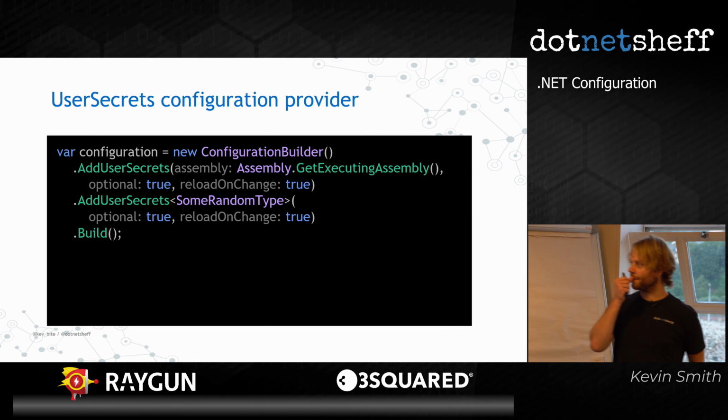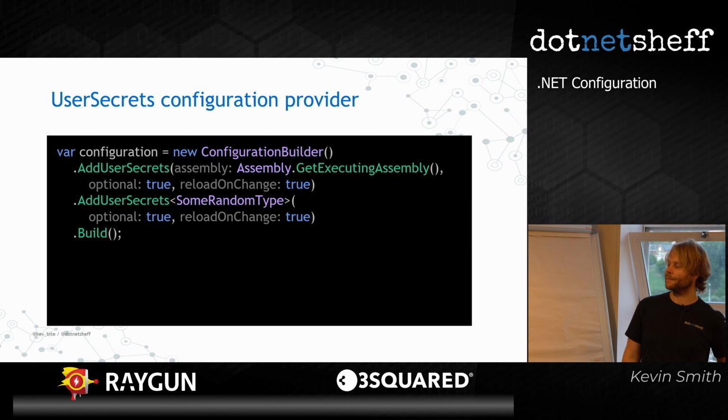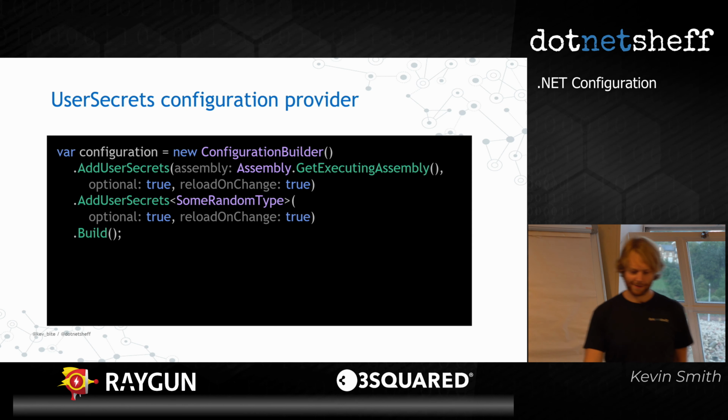And yeah, you set it up exactly the same as pretty much every other provider. It's got another extension method, add user secrets. This time you can either pass it a type, which the ID for the secrets is part of, so you can use a generic argument, or you can just give it the assembly where it lives, to get the ID of that secrets. And it can support being optional and reloading as well.